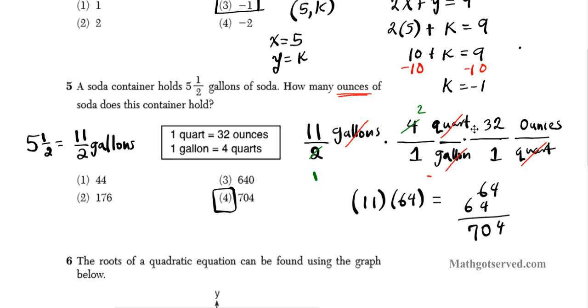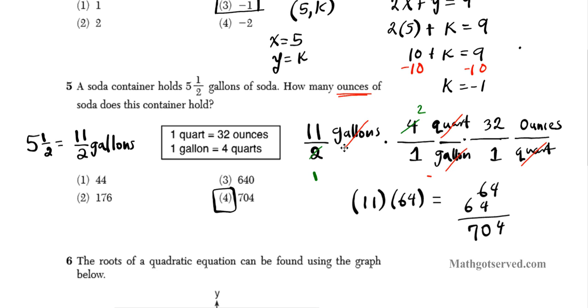In problem 5, you're changing 5.5 gallons into ounces by using this conversion chart right here. First of all, you change it into a mixed number because it's easy to multiply and reduce. So 11 over 2 gallons. So you just basically set up your conversion factors in such a way that the gallons cancel out and the quarts cancel out, and you're left with ounces. Okay, so when you're setting up your ratio for quarts and gallons, since you already have gallons and 1 gallon is gone, you put 4 quarts over 1 gallon, quarts over gallon.